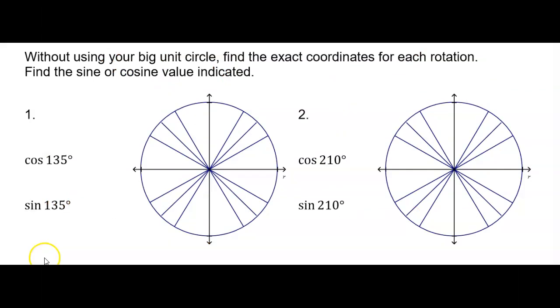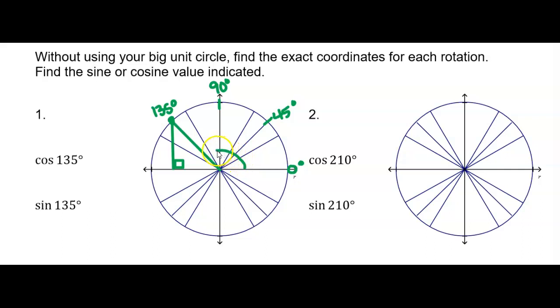Okay, so without using your big unit circle, find the exact coordinates for each rotation. Find the sine or cosine value indicated. So we know that a rotation of 135 degrees is one of our multiples of 45. If you think about it, we start at 0, and this is 45 degrees, 90 degrees, and we end up at 135. So this point right here is my rotation of 135 degrees.